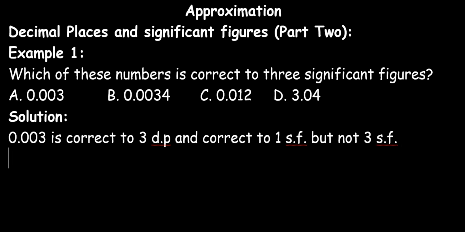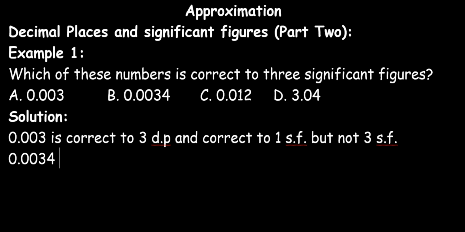The reason is, if you look at 0.003, we say it's correct to three decimal places because your decimal point can only move three places before it ends. As for significant figures, we deal with the first non-zero digit, and here the first non-zero digit is 3. There is no other digit after that 3, which is to say this expression was rounded correct to one significant figure.